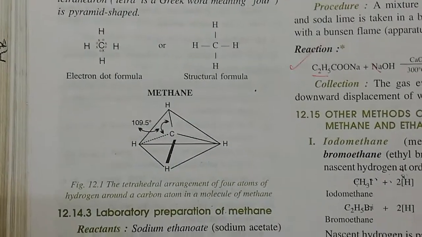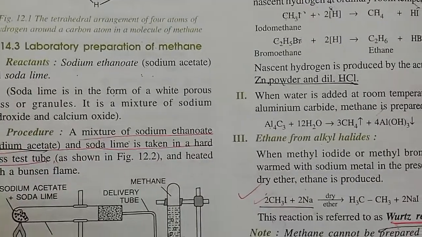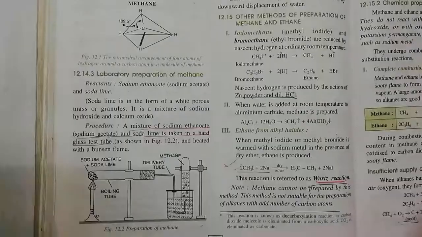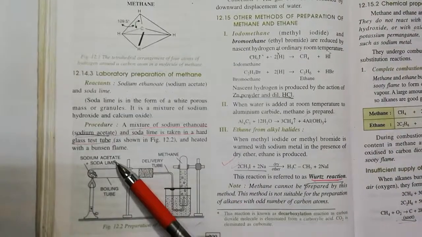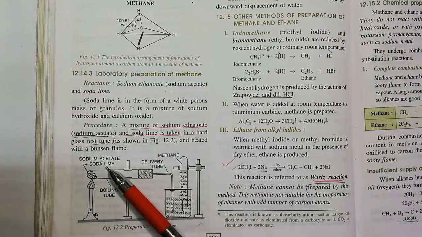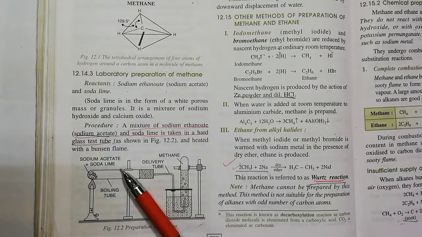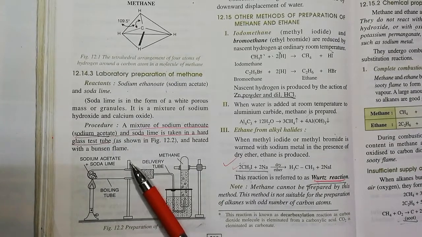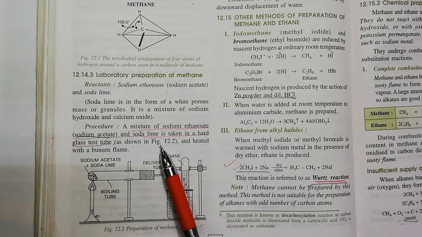Now let's move to the very next article, lab preparation of methane. One figure is there, can you see here? For the preparation of methane, sodium acetate is allowed to react with soda lime. And do you know what soda lime is? Soda lime is a mixture of NaOH, sodium hydroxide, and CaO, calcium oxide, or quick lime.